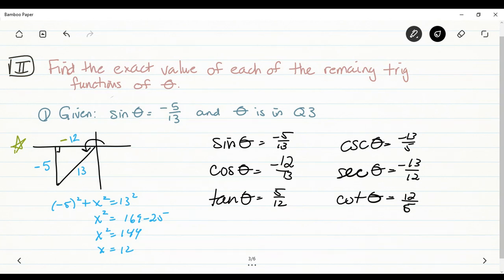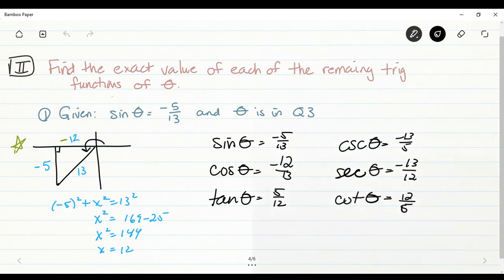So very straightforward. When you do have some nice Pythagorean triples, just come up with the ratios. Be very, very careful, though, to make sure your signs are correct in going into the different quadrants. All right, let's look at another example with slightly different given information.